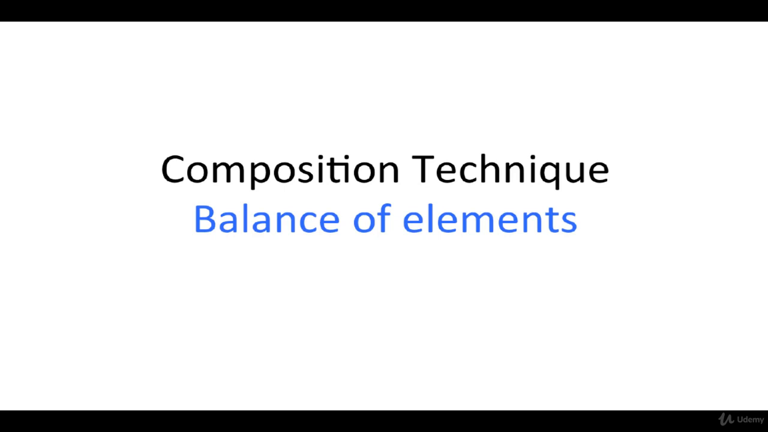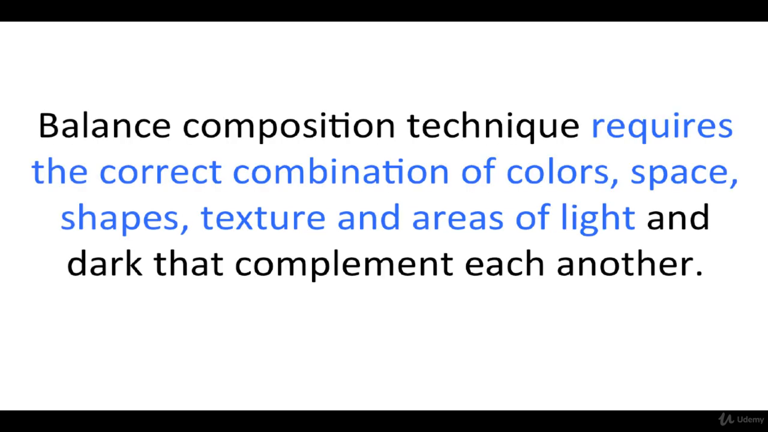One of the cool techniques of composition in photography is balance of elements. This technique is a little bit tricky and hard to understand compared to placement of subject and separation of subject composition techniques. Balanced composition technique requires the correct composition of colors, space, shapes, texture, and areas of light and dark that complement each other. To become an expert in this technique, a lot of practice is needed.